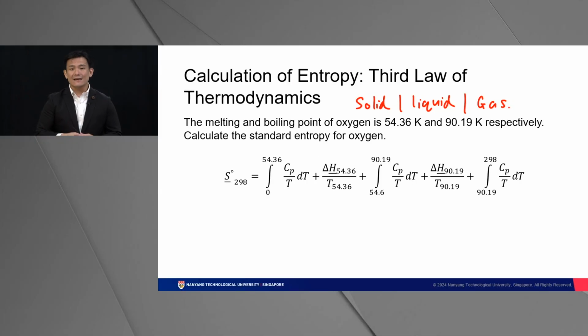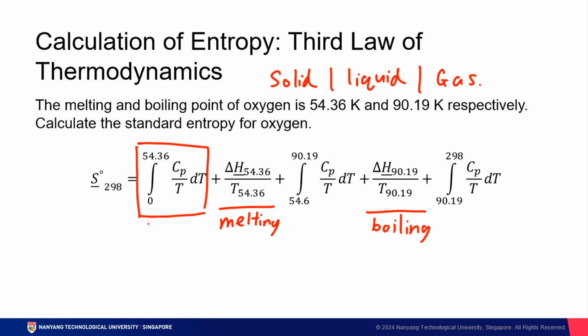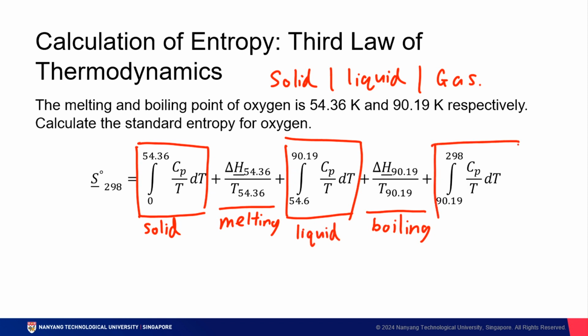For us to calculate the standard entropy for oxygen, we must take into account entropy change while it is melting, entropy change while it's boiling. We must also add its entropy as a solid, its entropy as a liquid, and its entropy as a gas.